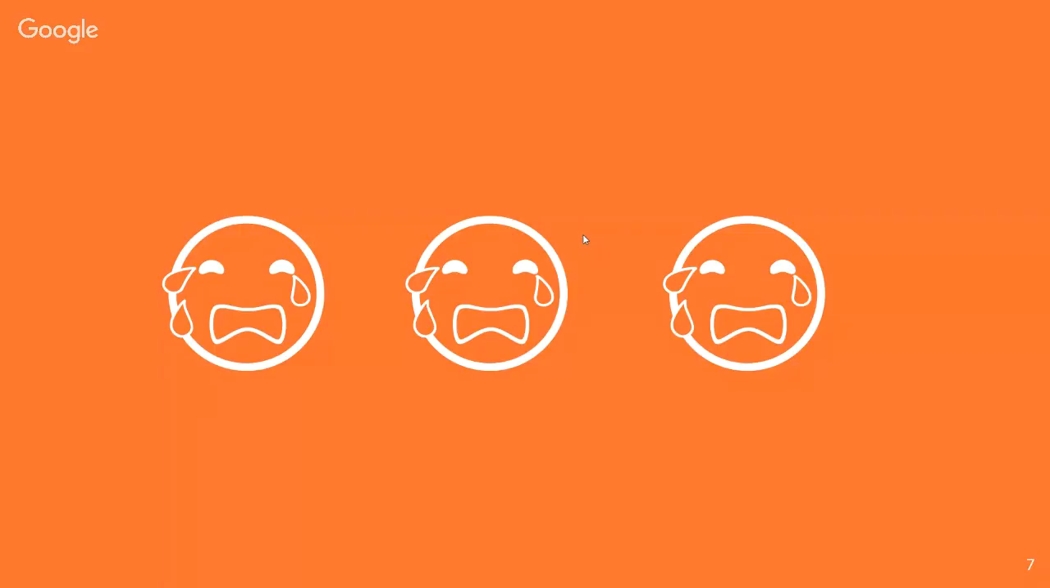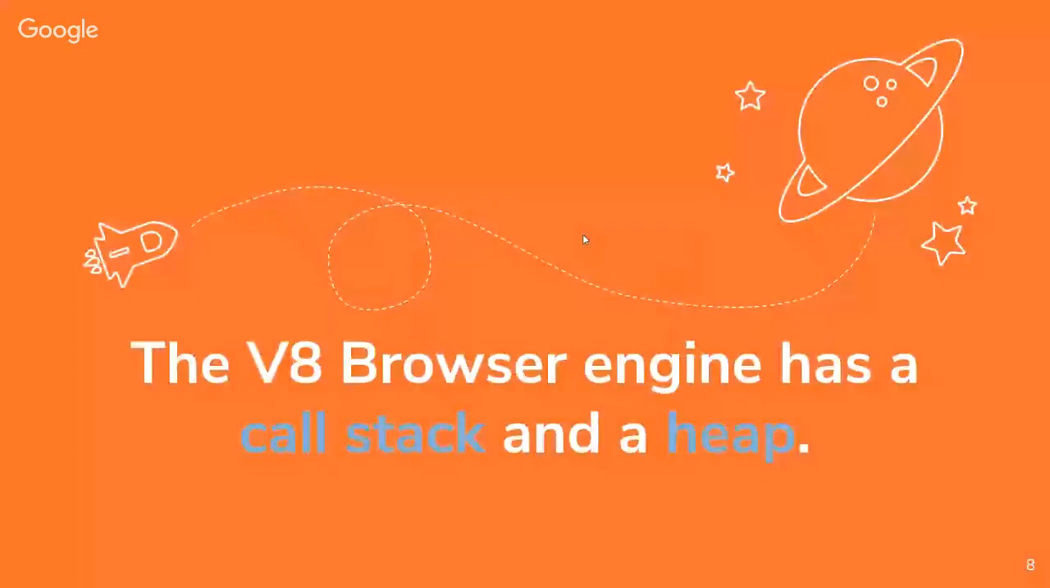So I had heard about V8 and the various runtimes in different browsers. So I looked to V8 to understand if it has a call stack, an event loop, a callback queue, and some other APIs and stuff like JavaScript has. Well, the V8 browser engine has a call stack and a heap.